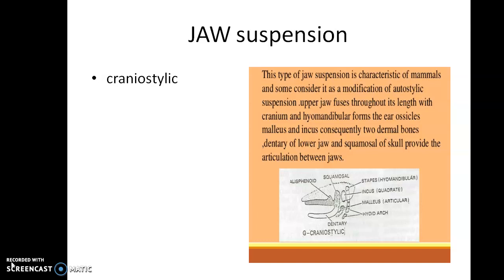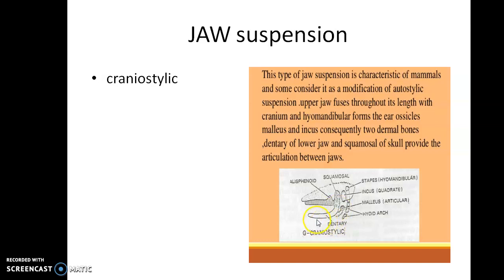This is a modified version of the autostylic jaw suspension, where the lower jaw will articulate with the cranium. There will be a quadrate bone there, which is articulated to the skull in autostylic jaw suspension. But in mammals, this quadrate becomes the inner ear bone, that is called incus. So there will be direct connection of the cranium and the lower jaw. So that is how craniostylic jaw suspension is.